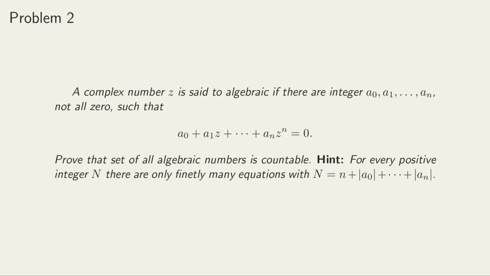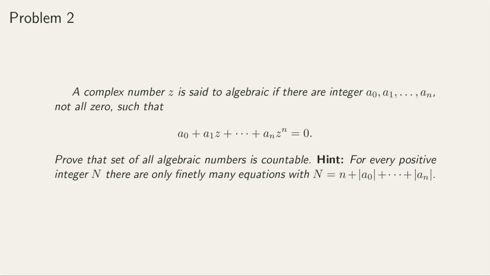A complex number z is said to be algebraic if there exist integers a sub 0, a sub 1, up to a sub n, not all 0, such that a sub 0 plus a sub 1 times z plus ... plus a sub n times z to the power n equals 0. Prove that the set of all algebraic numbers is countable.